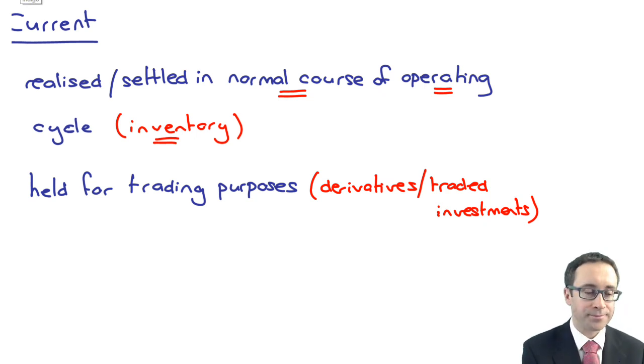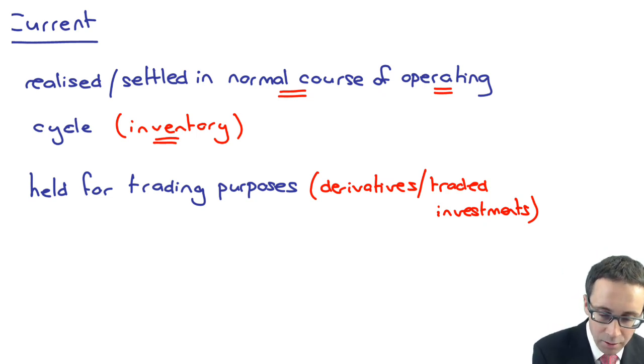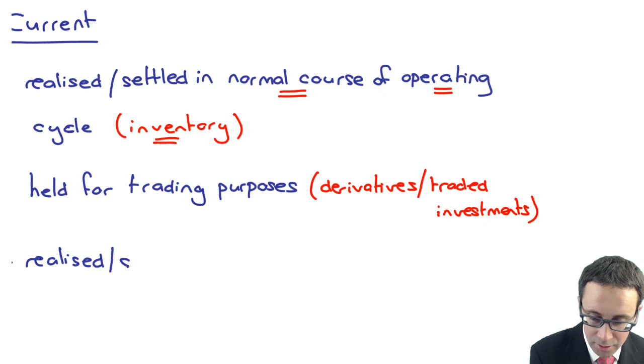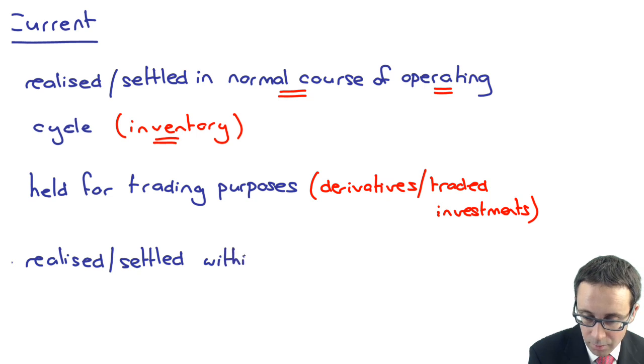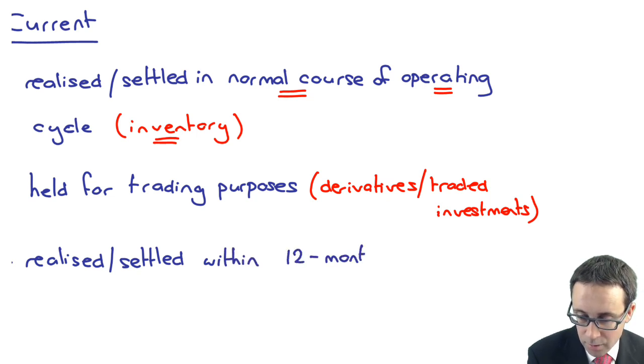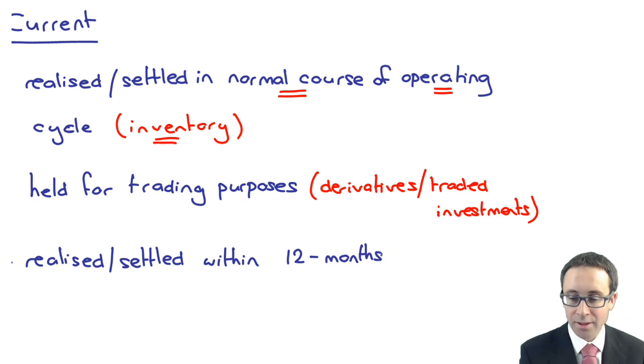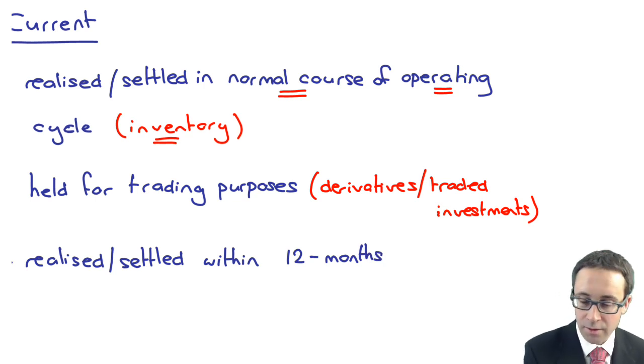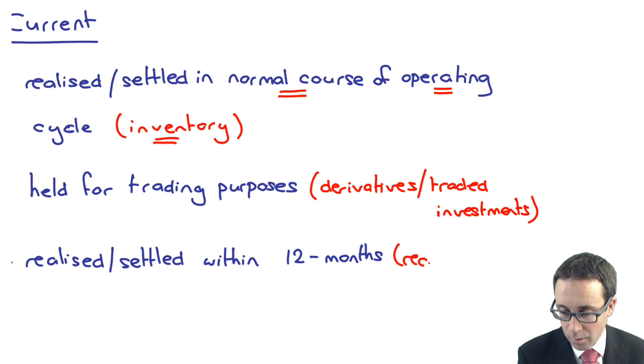current. Okay, then what you also have as well, going back to our certificate level, is if that asset is realized or if the liability is settled within 12 months. So that's looking at, say, your receivables, or your payables.